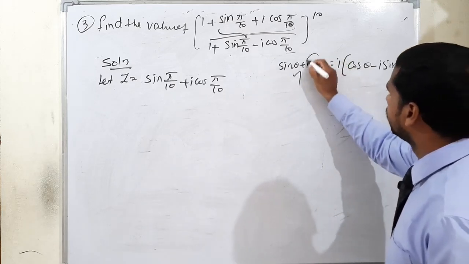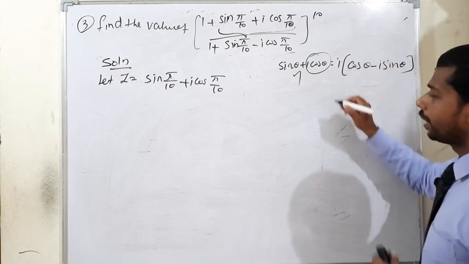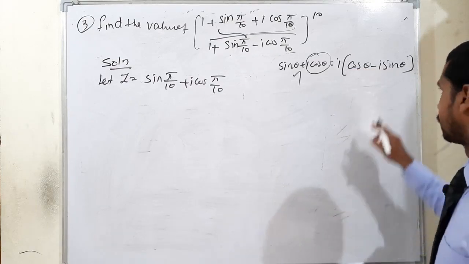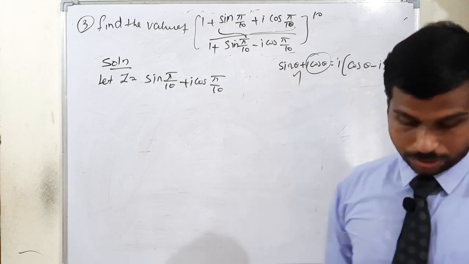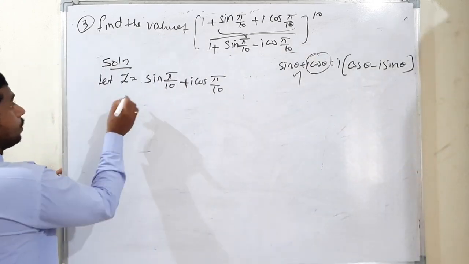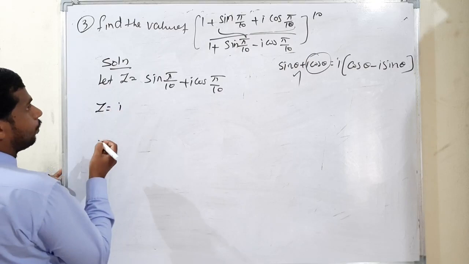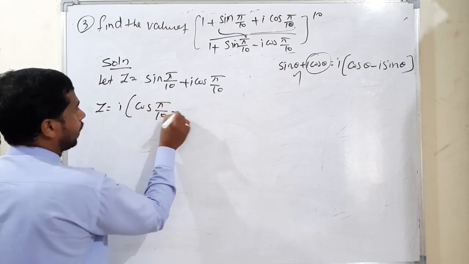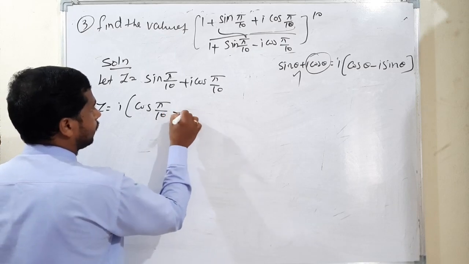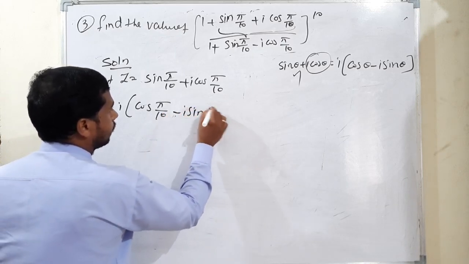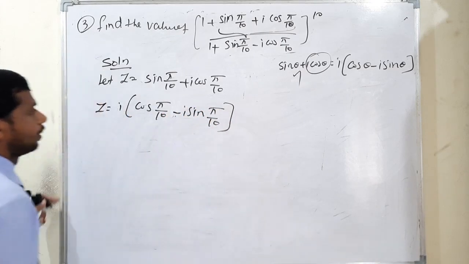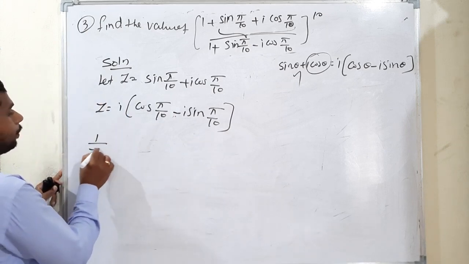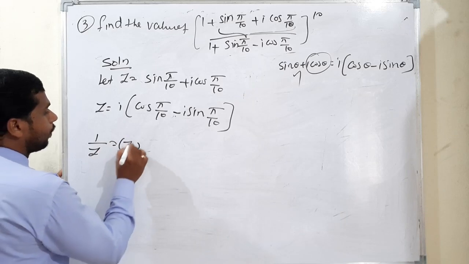If you remove the bracket, we will get the left hand side value. I into cos theta means i cos theta. Again, i into i square, and i square value is minus 1. Therefore minus into minus gives plus sin theta. So that is how to rearrange it. So z is equal to i times (cos pi by 10 minus i sin pi by 10). Now if you take the reciprocal, 1 by z means z to the power of minus 1.